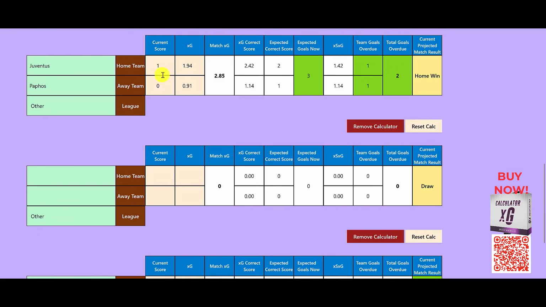If we're going to go back to the data, I've updated the XG, and then we're just going to change the score on this one. So we've still got 1 goal overdue, which is apparently for Paphos. They apparently deserve a goal in this one.